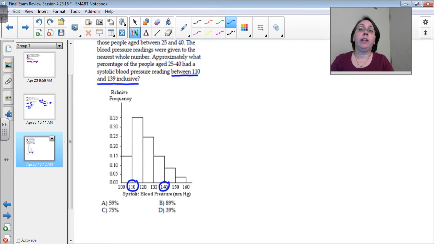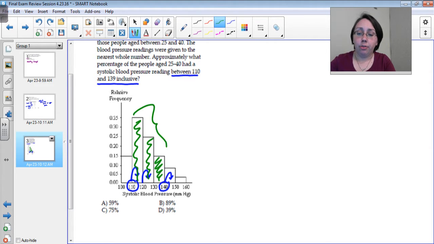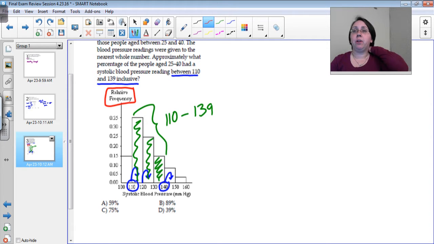More than likely the way they have built this is so that the 110 goes into the box after the number, 120 goes into the box after the number, 140 goes in after the number. So where would 139 be? 130 to 140. It would be in here. So this is the last box we need. The next box starts at 140. So the best we can do is to take these three boxes, and together, those are all the blood pressures from 110 to 139. Does that make sense? Are there questions about why I chose those? Okay, those are the boxes. Now you've got to figure out what percentage. You're looking for percentage, but all the heights are relative frequency. How do you change a relative frequency to a percentage?